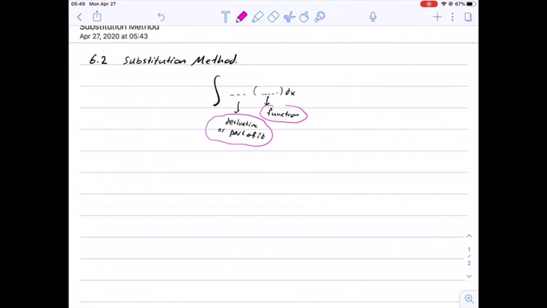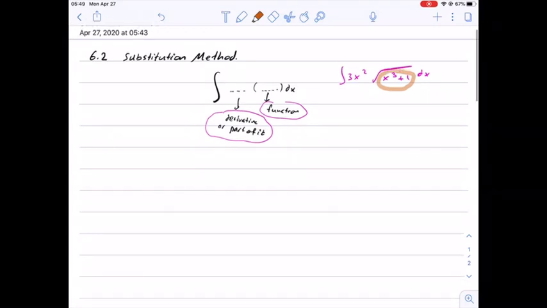the substitution method. So for example, we may see a problem like this. The integral of 3x squared times the square root of x cubed plus 1 dx. Here we have a function, x cubed plus 1 under the square root, and its derivative 3x squared. So we use the substitution method.